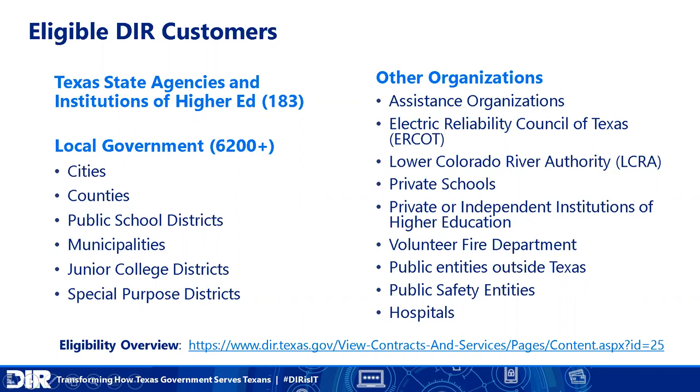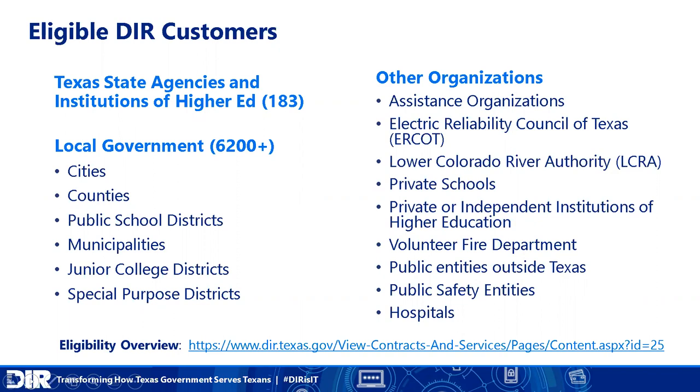That includes assistance organizations as defined by the comptroller's office, ERCOT, LCRA, private schools, and private and independent institutions of higher education also eligible. Volunteer fire departments, public safety entities and hospitals in Texas. And then we also have a large number of public entities located outside of the state of Texas who, through an agreement with DIR, are eligible to procure information technology products and services through our contract offerings. That includes local governments, state agencies in other states, institutions of higher education, and local governments in K-12 school districts. Again, those do require an agreement with DIR to procure through our product offerings.